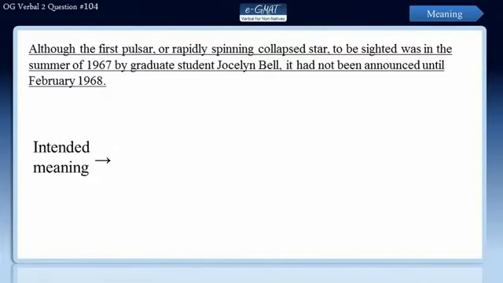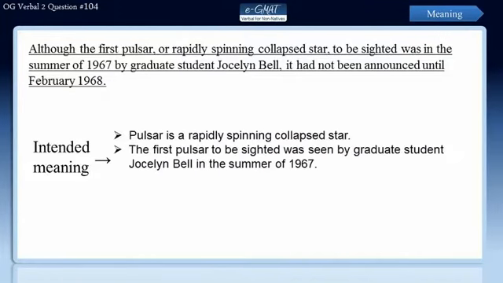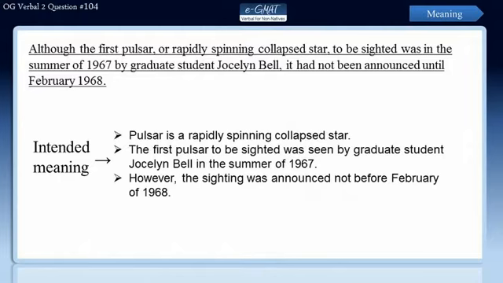The sentence wants to say that a pulsar is a rapidly spinning collapsed star. The first pulsar to be sighted was seen by a graduate student named Jocelyn Bell in the summer of 1967. However, the sighting was announced not before February of 1968.